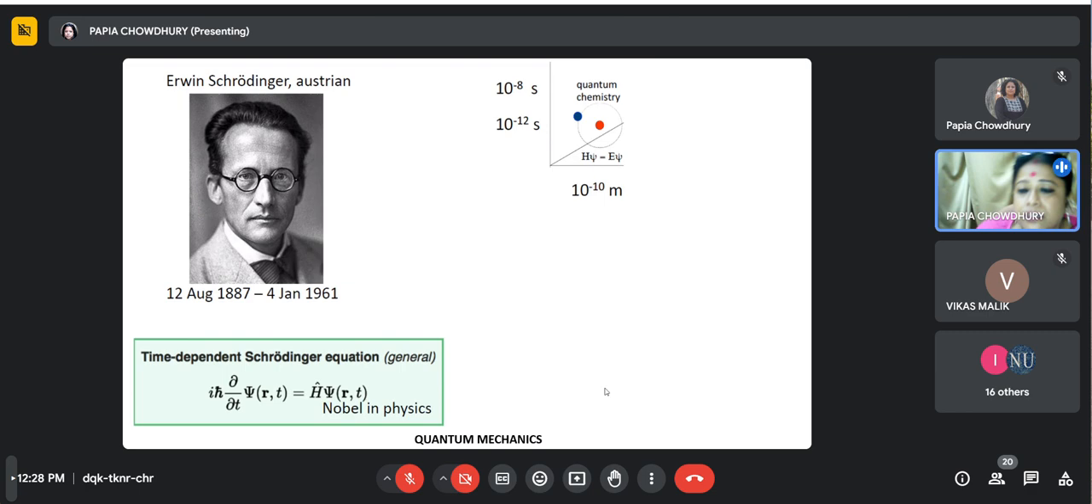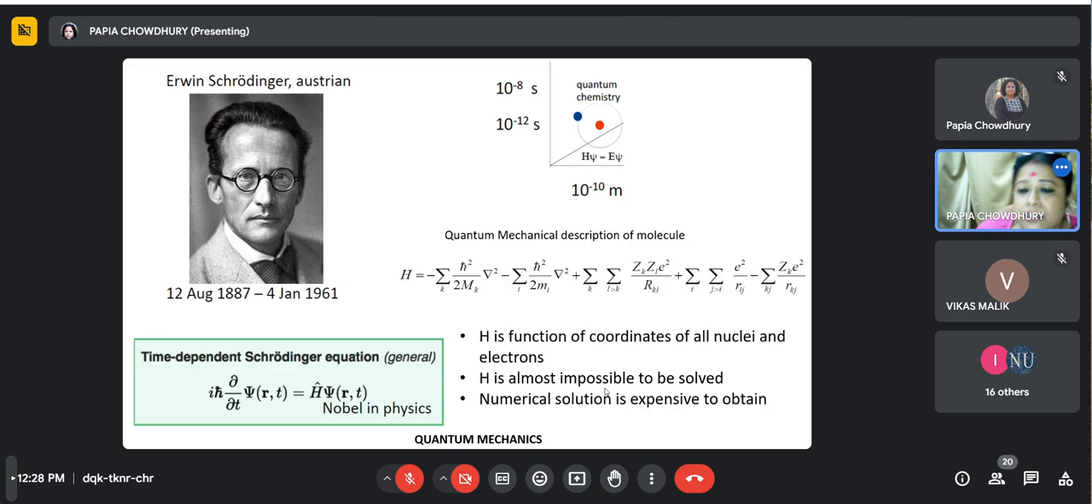But the problem starts when the system gets bigger, and if we move to a molecule, then it becomes a huge problem, because in those cases the Hamiltonian will be an issue. When we write down the Hamiltonian, it will be a very complicated Hamiltonian, and if the system is too large, with a large number of electrons, for a molecular system it is almost impossible to solve. And if we want to solve the system also, the process will become too expensive.